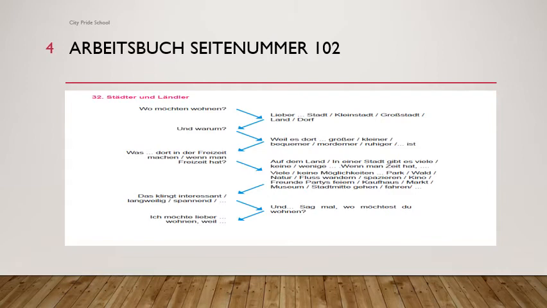Das klingt interessant, langweilig, spannend. Anything you can use. Und sag mal, wo möchtest du wohnen? The question is asked to the other person. And tell me, where would you like to live? Ich möchte lieber blank wohnen, weil... I would like to live more preferably. In the same dialogue, klein, groß, anything you can write. Just remember this for the sake of vocabulary. We are not going to form any dialogue right now.